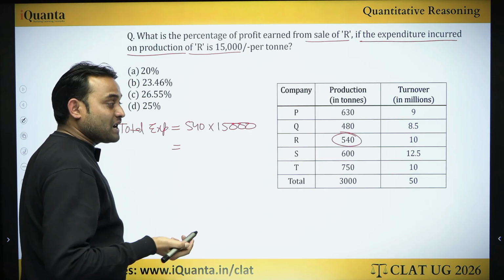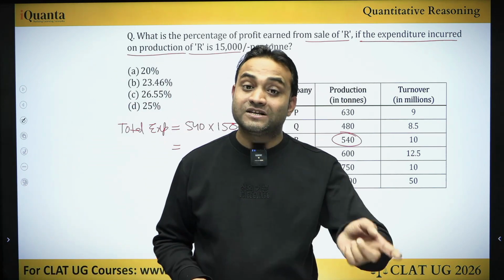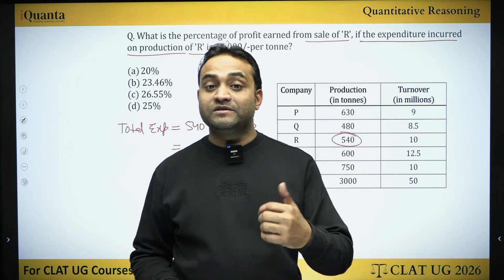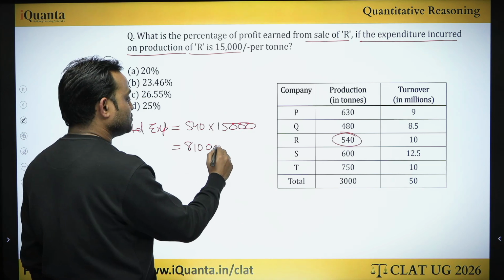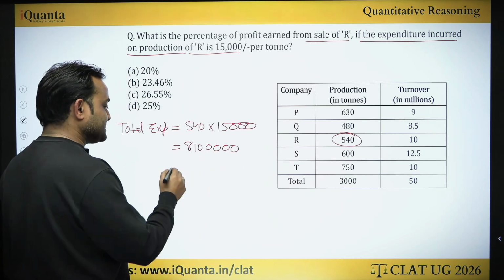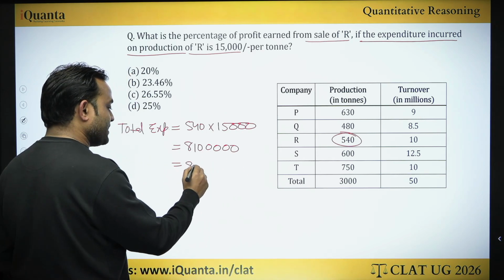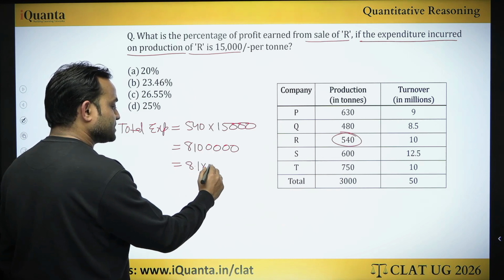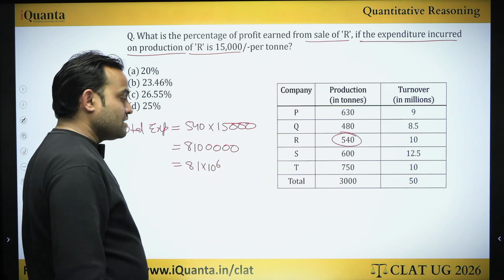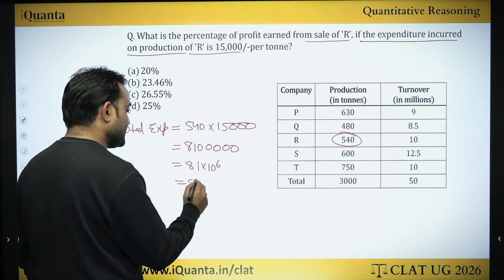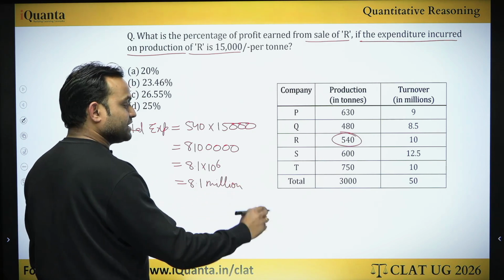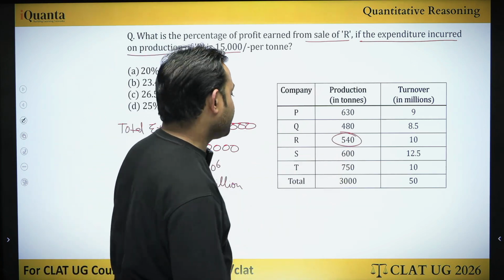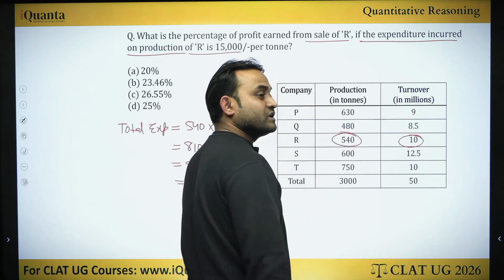How do you multiply? 54 into 10 is 540. 54 into 5 is 270. Add that, 810. Then 1, 2, 3, 4 zeros, which is nothing but, can I write it as 8.1 into 10 to the power 6? This is basically 8.1 million, right? 8.1 million in rupees. Now in case of R, total turnover is 10.